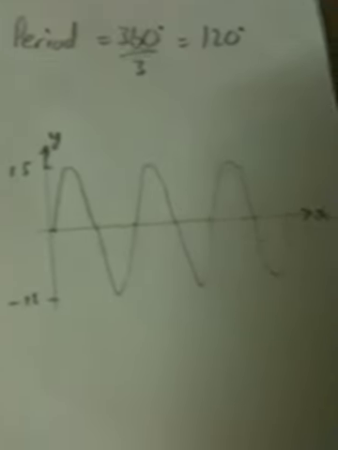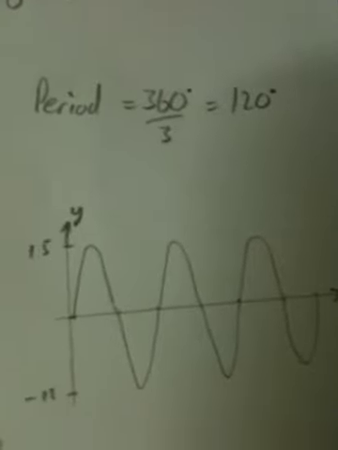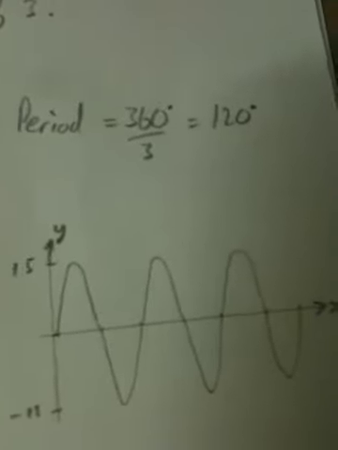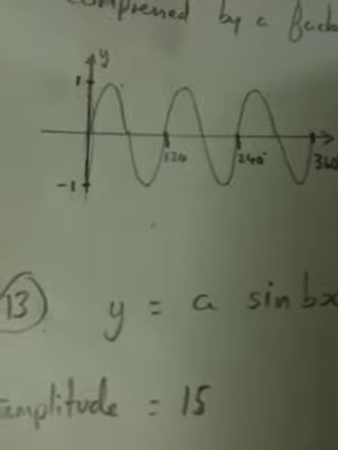Number 13 gives you the graph here. It tells you it is of the form y equals a sin bx. So a is the amplitude. Normally it goes up to 1, here it goes up to 15. So there's an amplitude of 15, so the number at the front, a, will be 15.